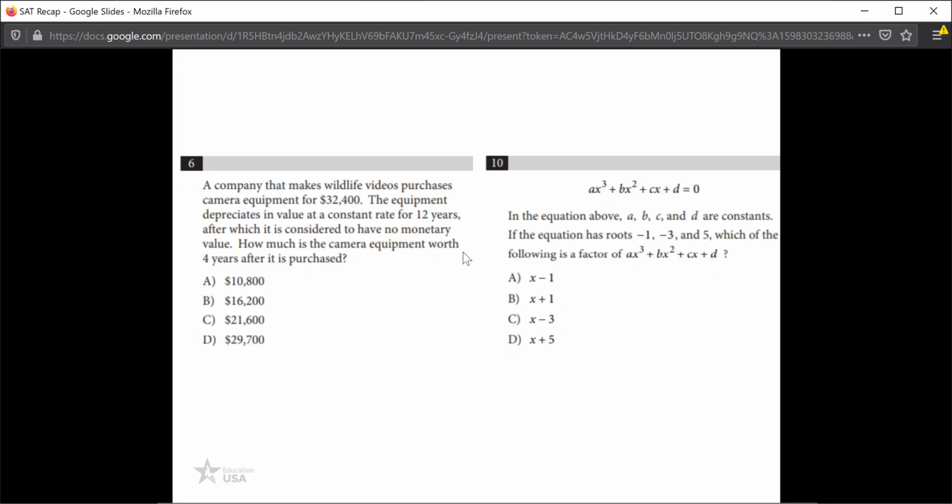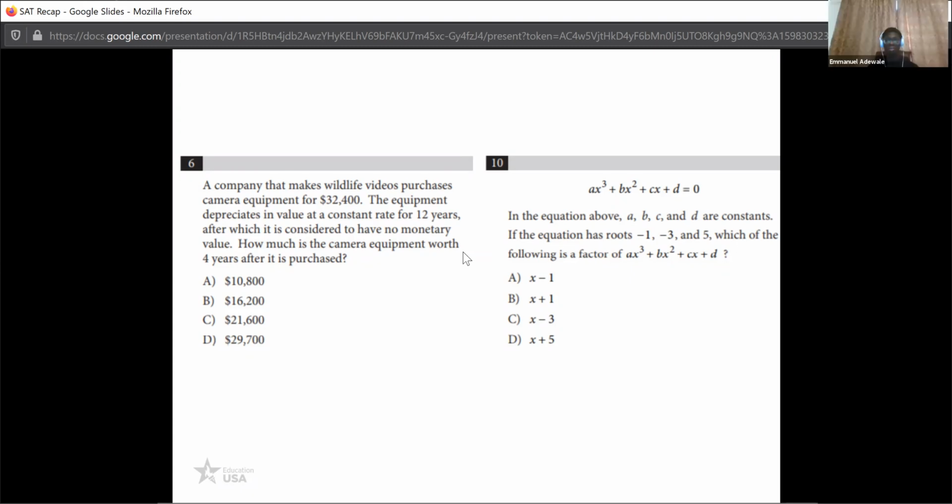Yes. So it says that after 12 years, the value of the camera equipment is 0. Well, that's what I suppose because it has no monetary value. So 4 years after its purchase, it means that it's 1/3 of 12 years. So I said, why don't I multiply 32,400 by 1/3. And in my head I did it and A was the closest.